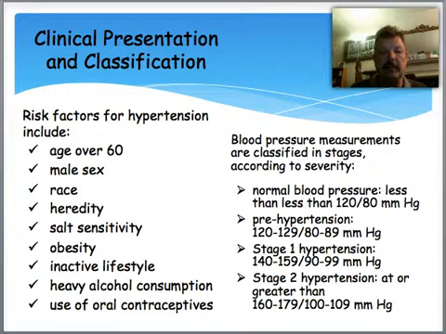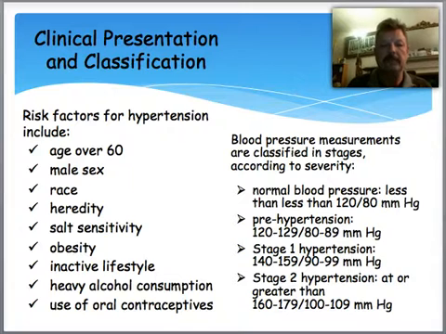Normal blood pressure is less than 120 over 80 millimeters of mercury. Pre-hypertension is 120 to 129 systolic, 80 to 89 diastolic millimeters of mercury. Stage 1 hypertension is 140 to 159 over 90 to 99 millimeters of mercury. Stage 2 hypertension is at or greater than 160 to 179 over 100 to 109 millimeters of mercury.